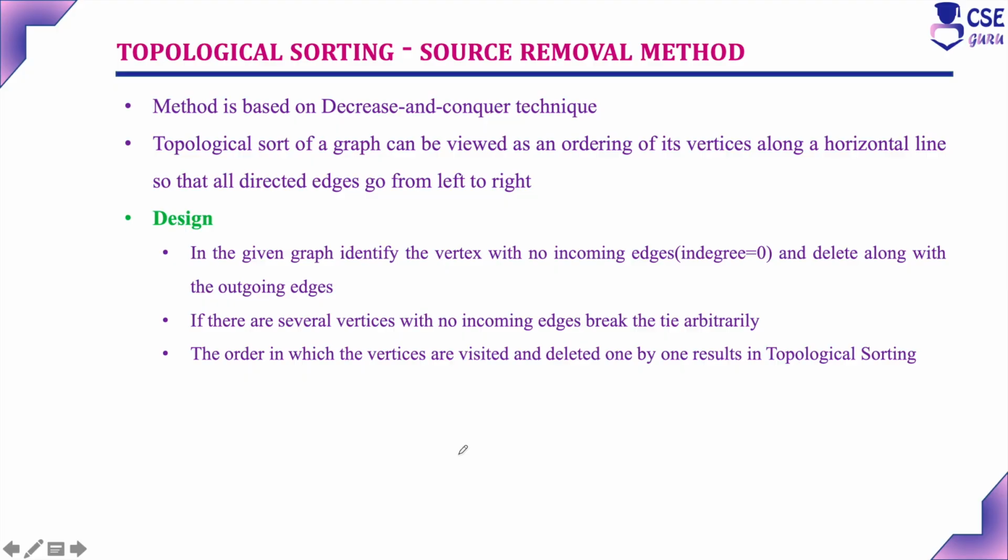Topological sorting can be implemented with the help of two methods. One is the DFS method, another one is the source removal method. The DFS method we have already discussed with an example. So now we will discuss the source removal method.